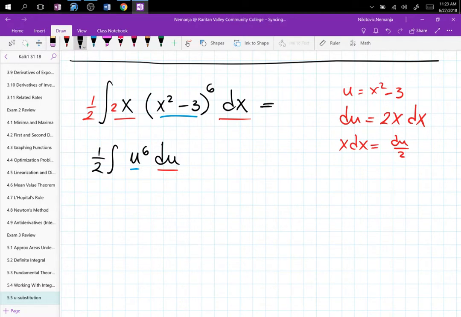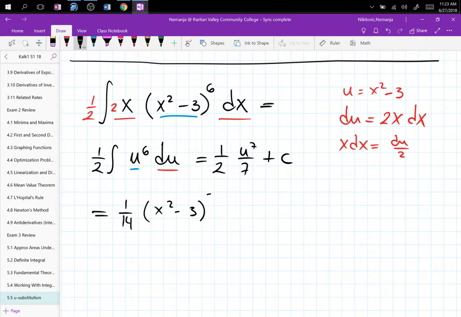So now, when I integrate, I have 1/2 u to the 7 over 7 plus c. This is further 1 over 14, and then u is x squared minus 3 to the 7th power plus c. So generally, the silly way to lose points is to forget to write the 7th power. That's generally what happens.